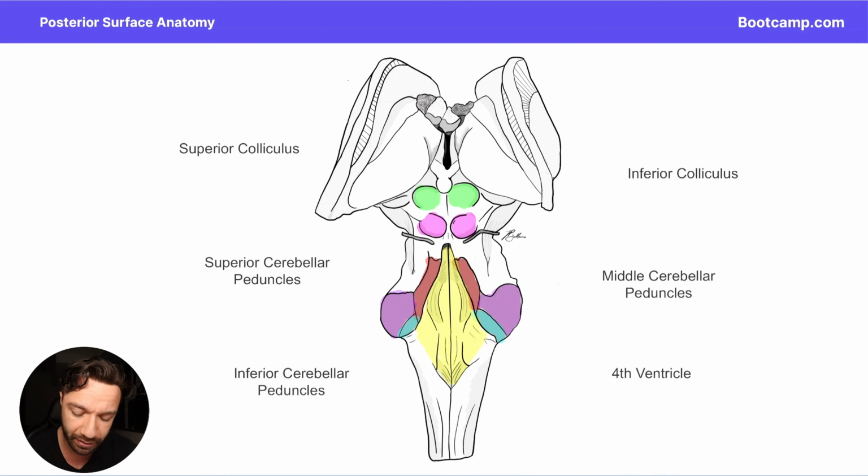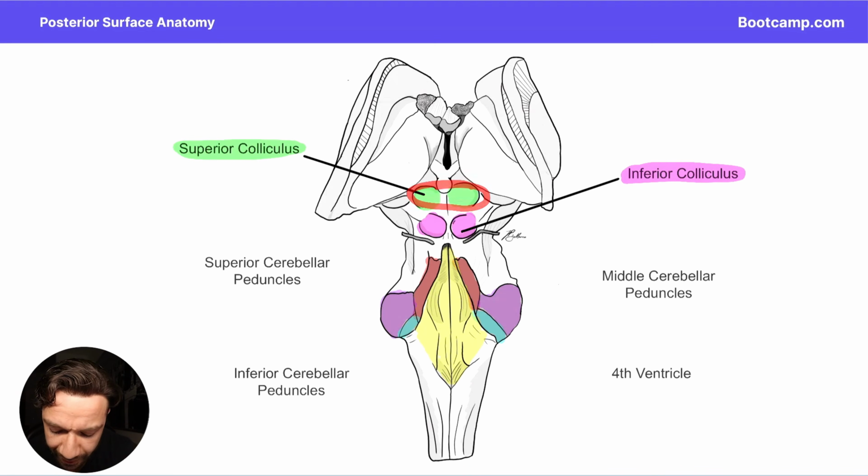So coming back to these four bulges right here, this is actually called the corpora quadrigemina, and it is made up of the superior colliculi right here and the inferior colliculi right here. So our superior colliculi are going to be these two, and our inferior colliculi will be these two inferiorly.